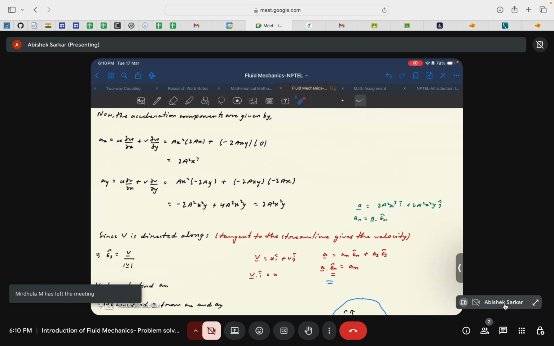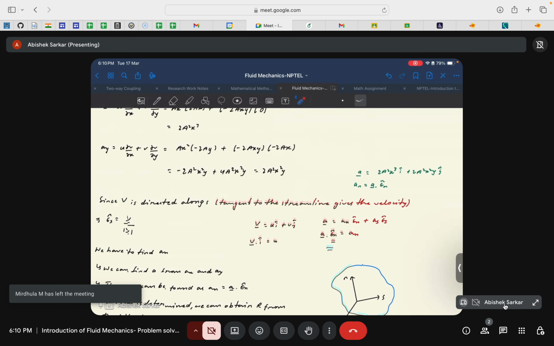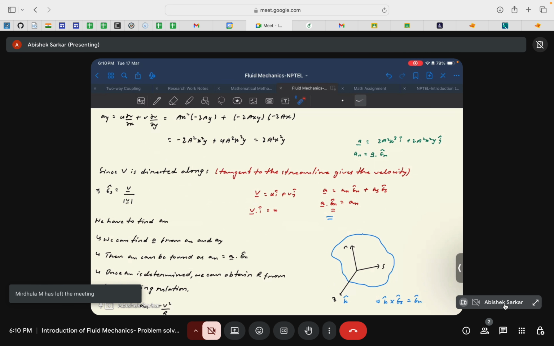But we know that our velocity v is always directed along s, that is, along the direction of the streamline. So the unit vector along the streamline direction, epsilon s cap, is equal to velocity divided by its magnitude. This gives you the unit vector along the direction of the streamline. But you actually need epsilon n cap.